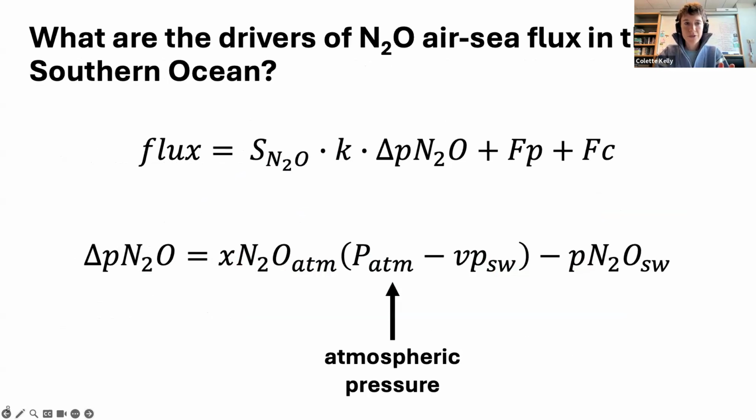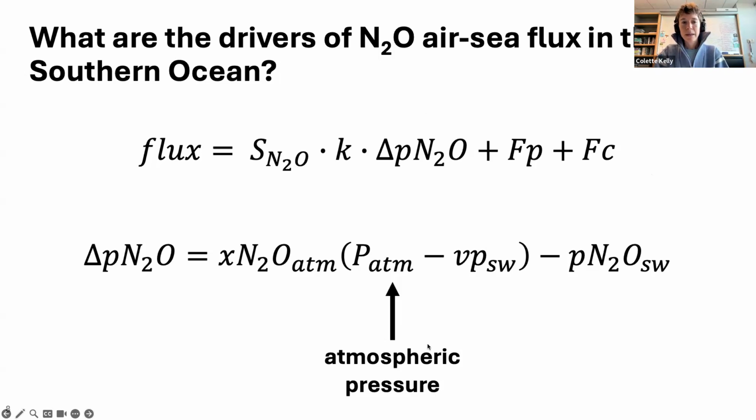These are the only equations I'll show today, but we wanted to also understand what the drivers were of nitrous oxide outgassing in the Southern Ocean. And kind of generally speaking, the flux is going to be governed by some diffusive component and some bubble-mediated component of air-sea gas exchange. And this diffusive component depends on the air-sea disequilibrium in the nitrous oxide partial pressure, which is in turn driven in part by the barometric pressure.